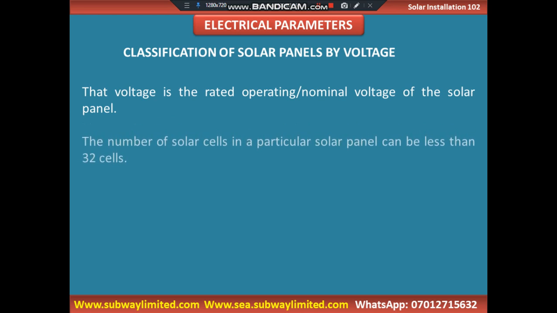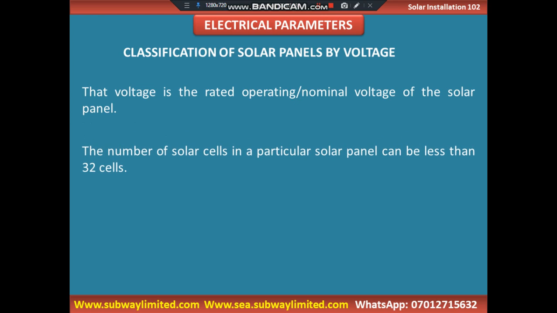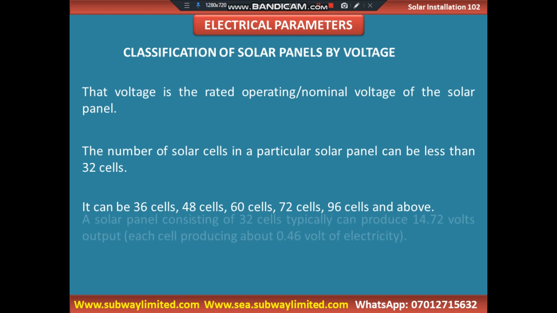We have already said that the number of solar cells in a particular solar panel can be less than 36 cells. It can be more than 36 cells as the case may be. It can be 36 cells, it can be 42 cells, 48 cells, it can be 60 cells for the 24-volt solar panels. It can be 90 cells and above that.